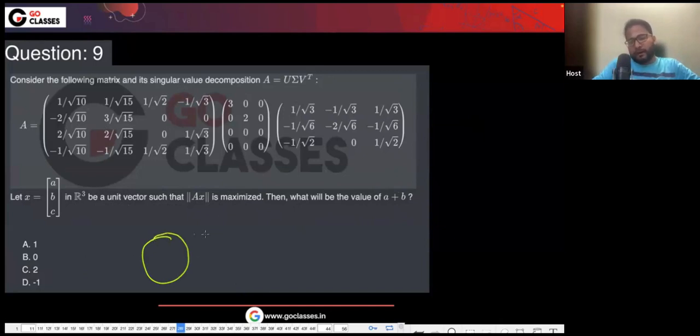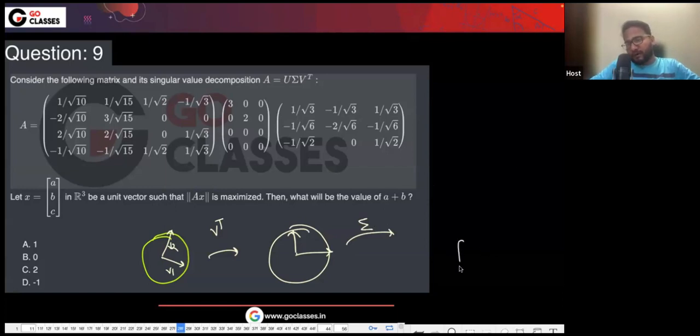Ultimately you want to maximize its length. As you know, if you are multiplying by any matrix, then if you start with v1, v2, after multiplying by V transpose, they get rotated, right? Initially let's suppose this is v1, this is v2. Then you multiply by sigma. So what does sigma do? Sigma takes any vector, let's suppose x1, x2, x3, and makes it sigma 1 x1, sigma 2 x2, sigma 3 x3.